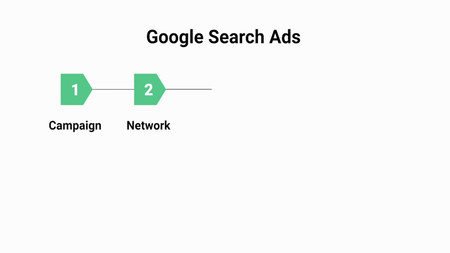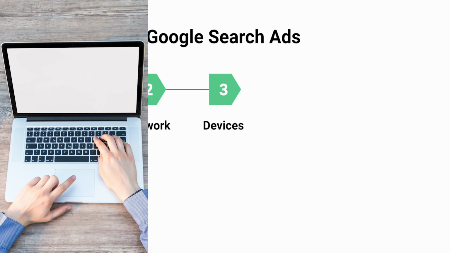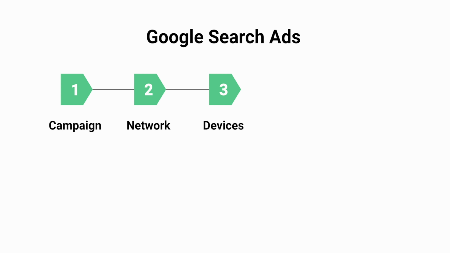Once you have selected the proper network, you now have to select which devices your ads will be shown. There are 3 devices that you can choose from. There are the desktop, the tablet, and the mobile. You can also choose to customize your ads on the different devices.